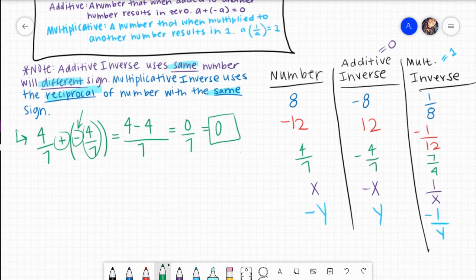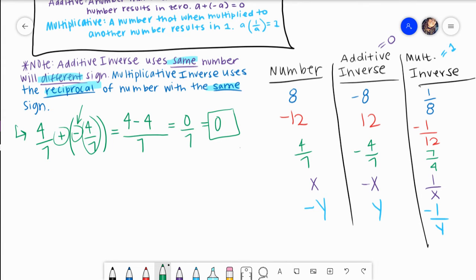Now I'm going to scoot up just a little bit, y'all. For the multiplicative inverse, I said if I have 4 over 7, what I need to do is multiply it by its reciprocal, same sign, right? Well, this is going to be multiplying fractions.